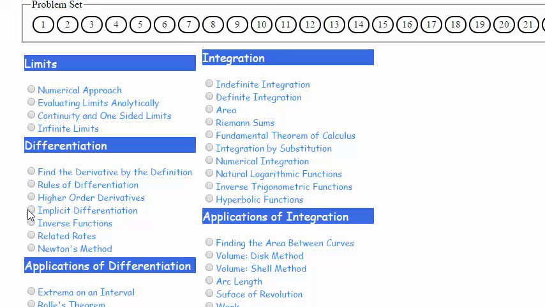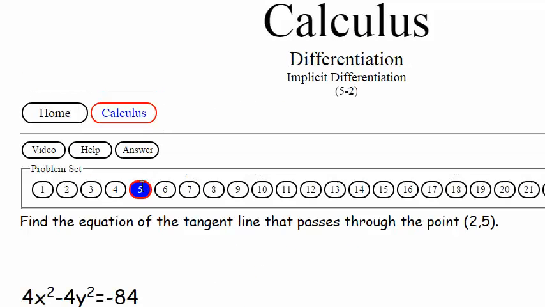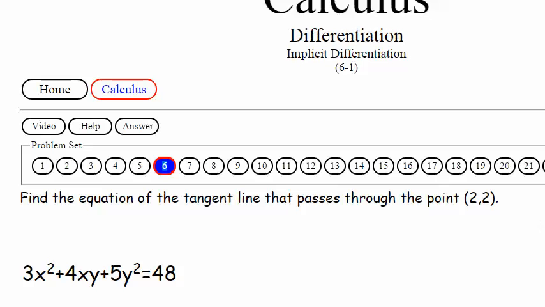Let's go down here. We're talking about implicit differentiation, and we are finding the equation of the tangent line. Boy, this looks like it's going to be a lovely one. Alright, so let's write this down. We have 3x squared plus 4xy plus 5y squared is equal to 48, and we're at the point (2,2). So let's move over to the whiteboard.